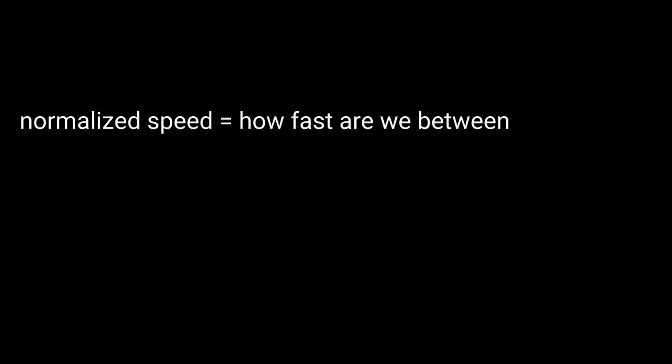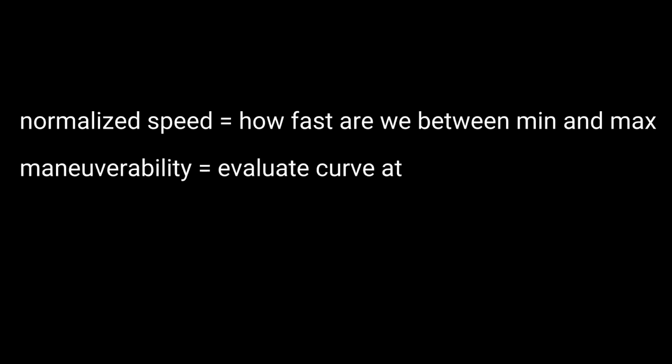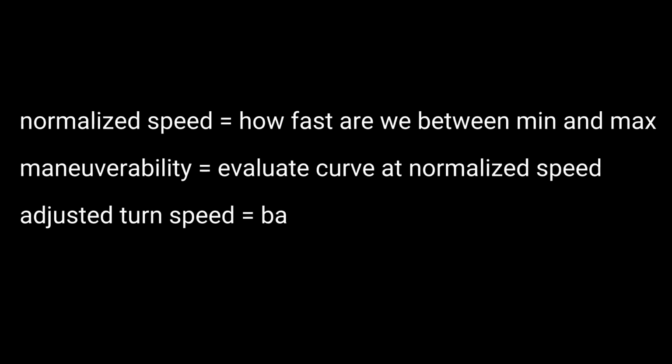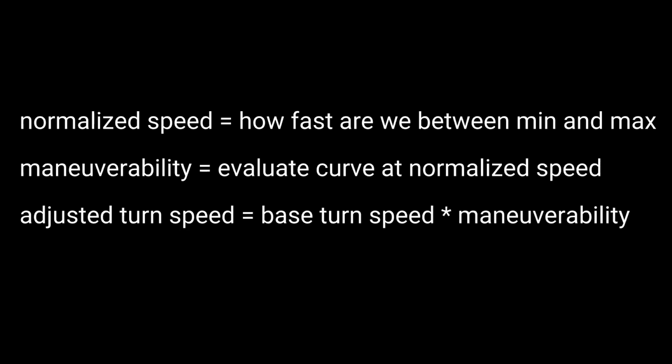So in pseudocode, it might look like this. Normalized speed equals how fast are we between the minimum and the maximum. Maneuverability equals evaluate the curve at normalized speed. And then we can say adjusted turn speed equals base turn speed times maneuverability.